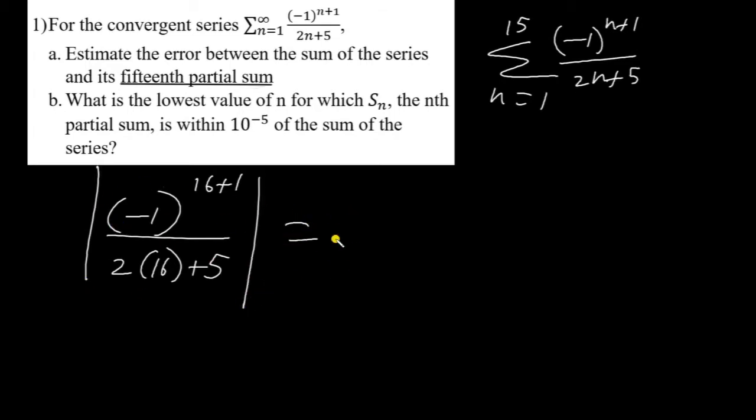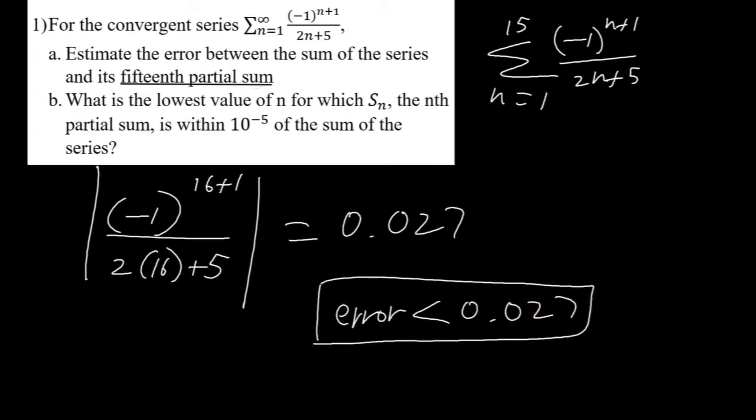So if we evaluate this in a calculator, we will get 0.027. So basically, if you evaluated this finite series, this would be off from the actual value by less than 0.027. That's what this error actually means. So our error is less than 0.027.